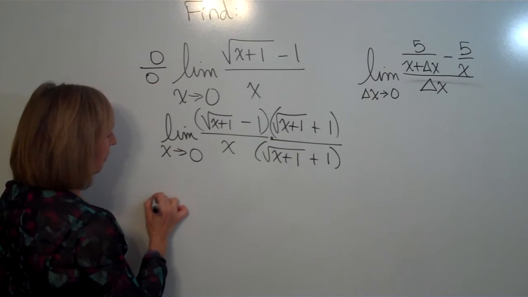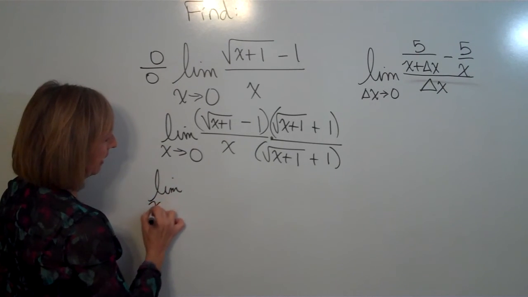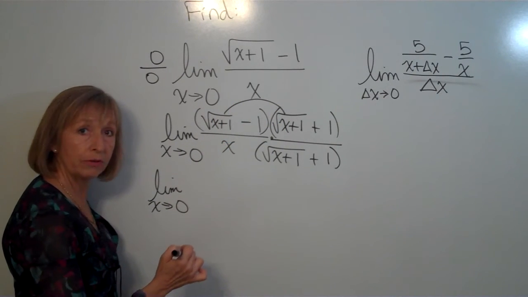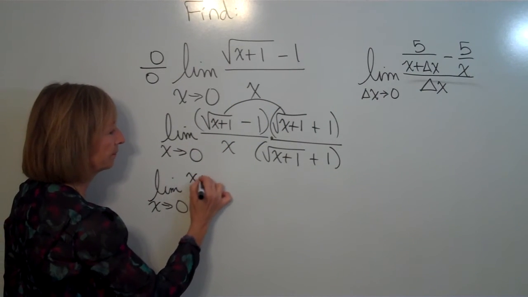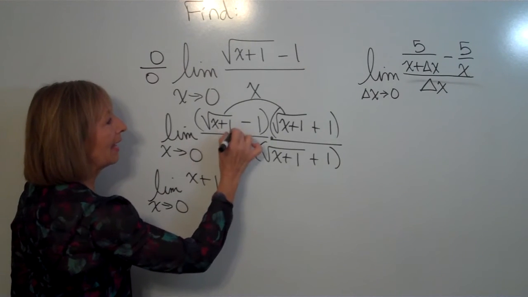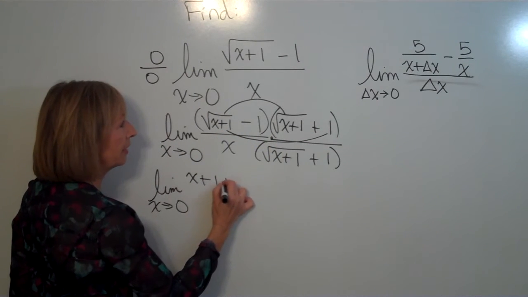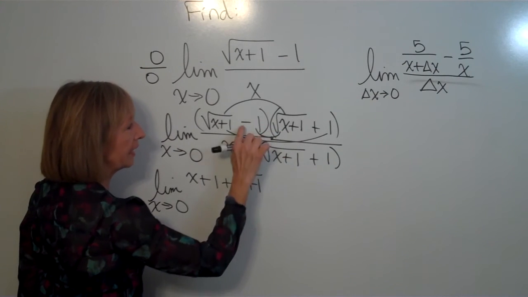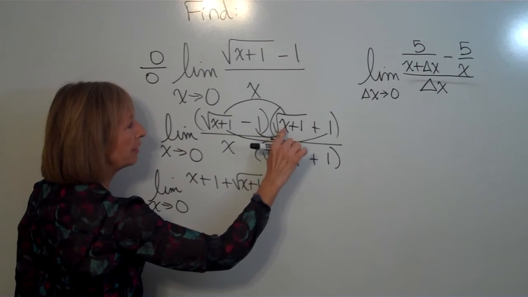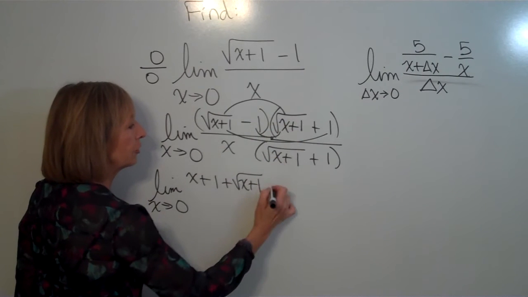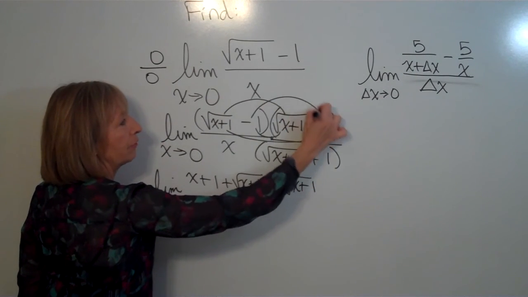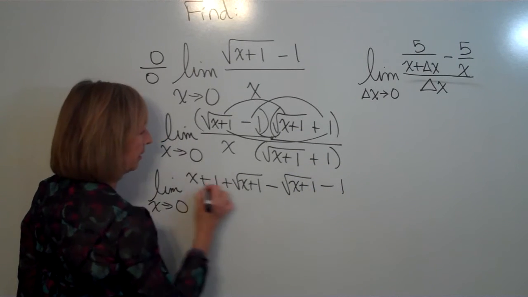Now let's multiply it out. That's the limit as x approaches 0 of, well, square root of x plus 1 times the square root of x plus 1 is x plus 1. Then the outers will give me plus the square root of x plus 1. And then with our multiplication of negative 1 times the square root of x plus 1 for the inside terms, that's minus the square root of x plus 1. And then a negative 1 times a positive 1 is a minus 1.